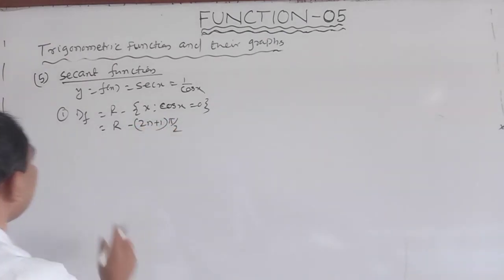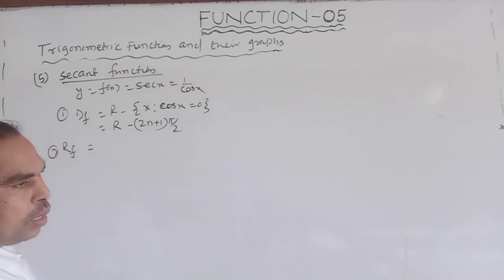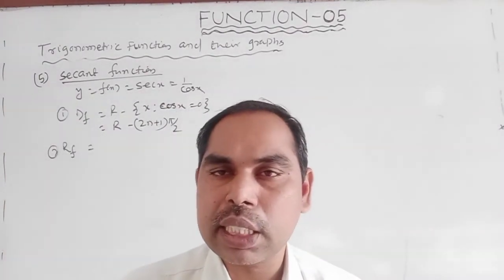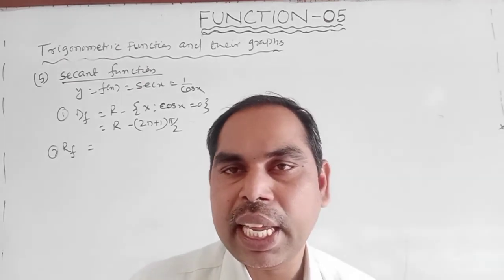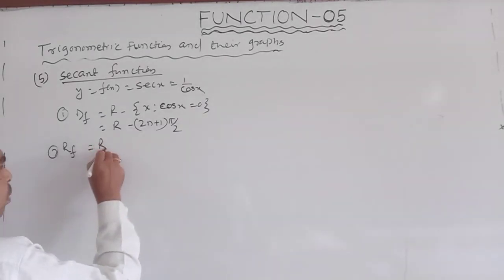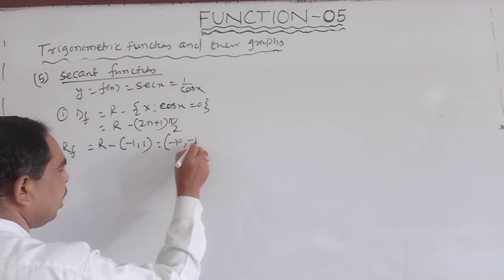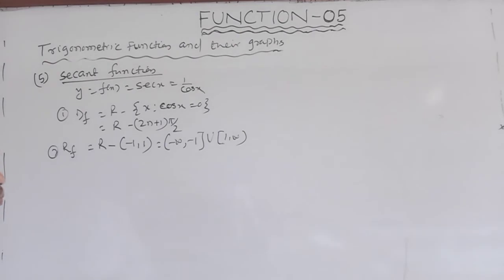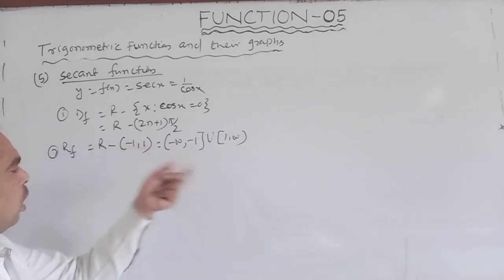Range of f: because the range of cos x is minus 1 to plus 1, the range of sec x is every real value except the open interval minus 1 to plus 1. That means R minus the open interval minus 1 to 1, that is minus infinity to minus 1 union 1 to infinity. Okay, the range, because the range of cos x is minus 1 to plus 1, we remove that.